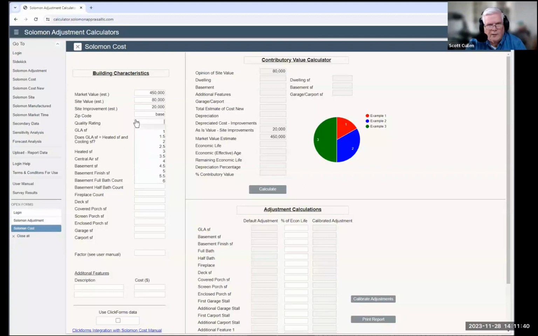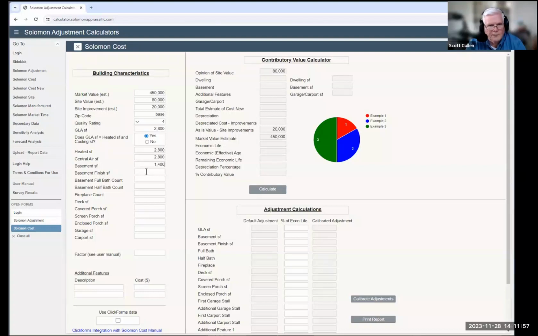I'm going to say quality rating on this is 4, and that there's 2,800 square feet of GLA. It has central air and a 1,400 square foot basement.